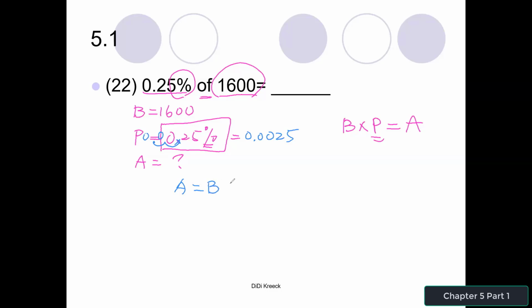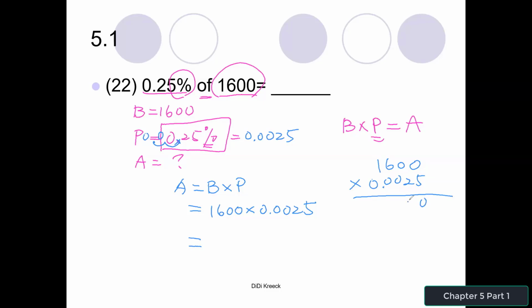Okay, now amount equals base times percent. My base is 1600. My percent will be 0.0025. Okay, so we can multiply this out. 1600 times 0.0025. Okay, 5 times 0 is 0. 5 times 0 is 0. 5 times 6 will be 30. Write 0, carry 3. 5 times 1 is 5. Add 3 will be 8.